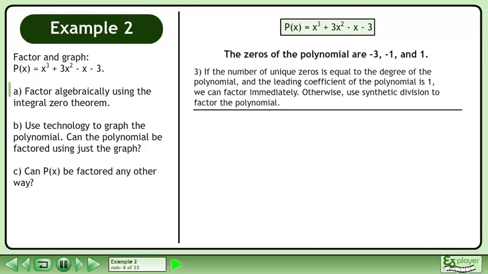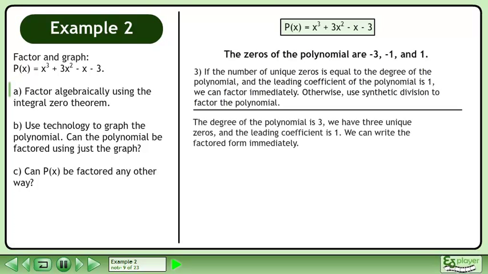If the number of unique zeros is equal to the degree of the polynomial, and the leading coefficient of the polynomial is 1, we can factor immediately. Otherwise, use synthetic division to factor the polynomial. The degree of the polynomial is 3, we have 3 unique zeros, and the leading coefficient is 1. We can write the factored form immediately.